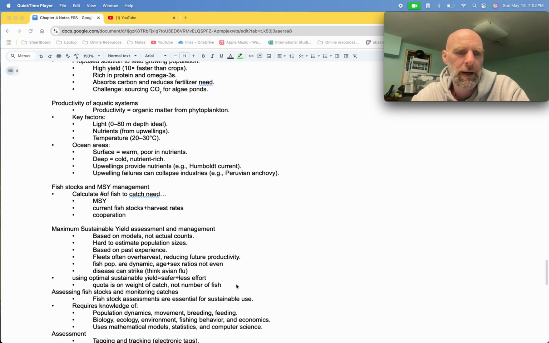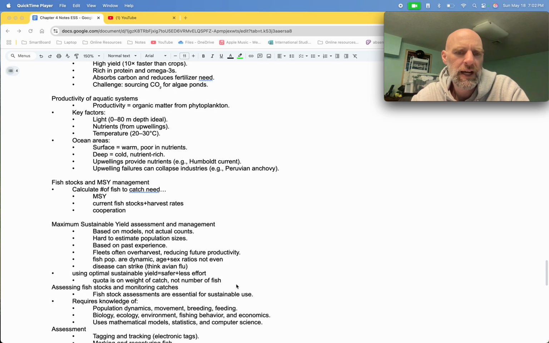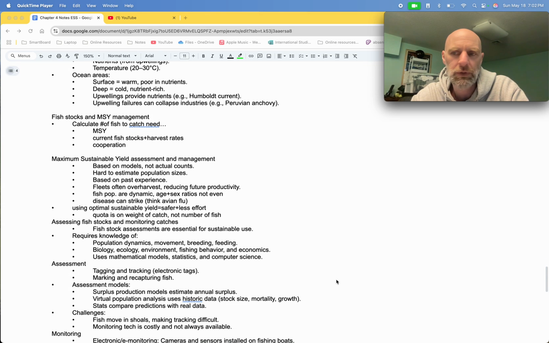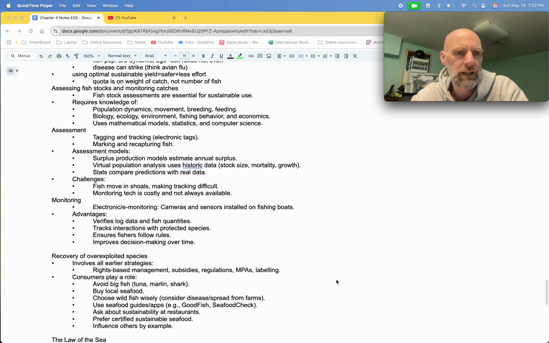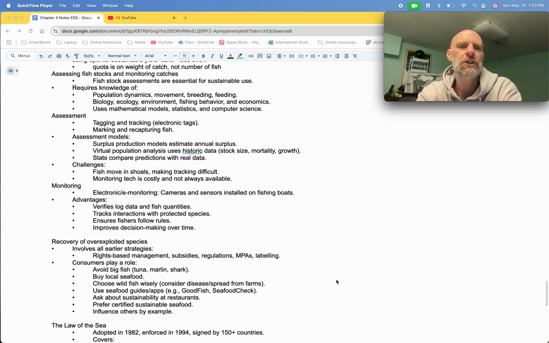Assessing fish stocks and monitoring catches. Fish stock assessments are essential for sustainable use. This requires knowledge of population dynamics, movement, breeding, feeding, all that sort of stuff. Biology, ecology, environment, fishing and behavior, and economics. It uses mathematical models, statistics, and computer science. So they've got it down to a science. It's like a pretty good algorithm that they've got going on.